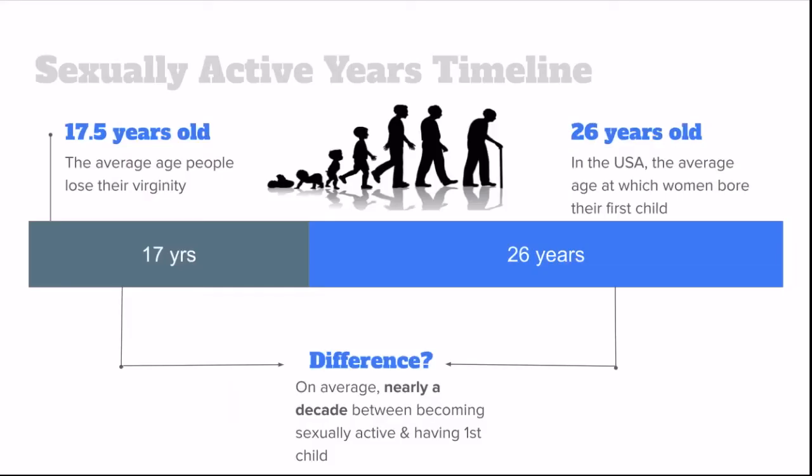Birth control usage is so important due to the typical gap that we see between when a person is first sexually active and when they want to have their first child. In the U.S., the average age at which people lose their virginity is 17.5 years old, while the average age at which a woman has her first child is approximately 26 years old. On average, this equates to nearly a decade's difference between becoming sexually active and having their first child.